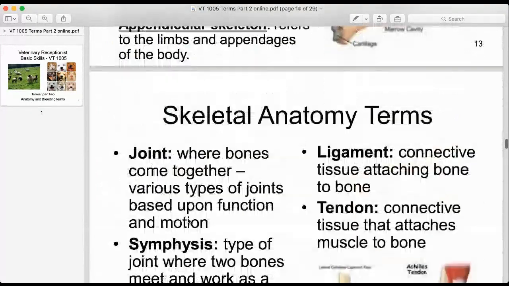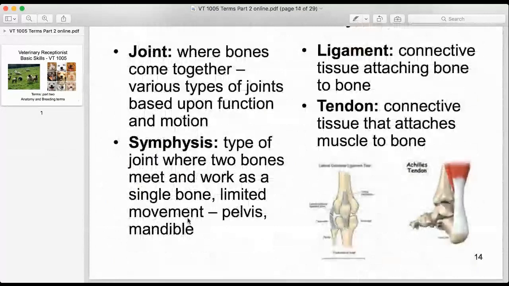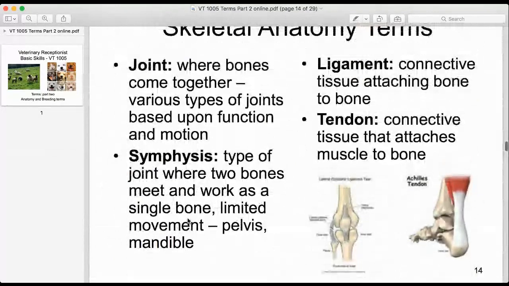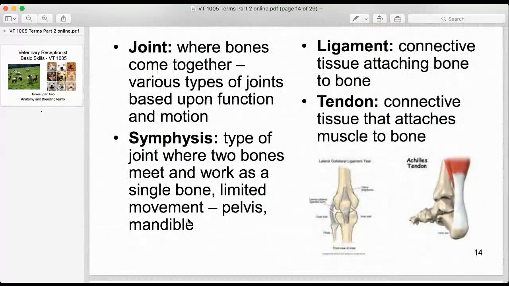We're now going to kind of break this apart just a little bit more. So in our skeletal anatomy terms, we have the term joint. You're probably familiar with that already. That's where bones come together. And there are various types of joints that in a full anatomy course you'll be introduced to. We also have the symphysis. This is a joint of a type. Symphysis is a type of joint.